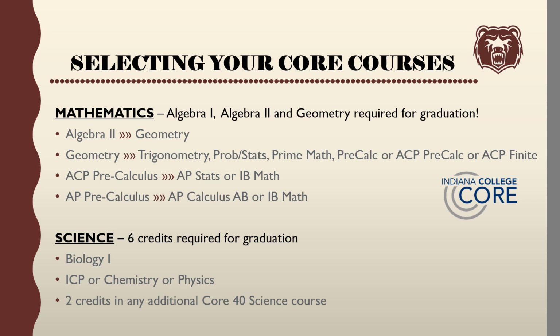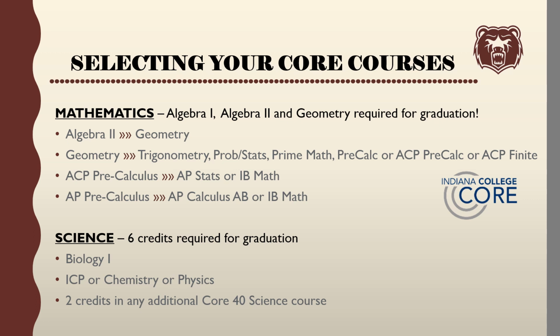If you plan to major in a math or science field in college, you should consider enrolling in pre-calculus or ACP pre-calculus, which will earn you 6 college credits toward the Indiana College Core as a senior. If you're not going into a math or science field, taking Prob and Stats, Prime Math, Trig, or ACP Finite would be appropriate. All of these courses fulfill math requirements for the Core 40 with Academic Honors Diploma. Students completing ACP Pre-Calculus will do well in AP Stats or IB Math, while students finishing up AP Pre-Calculus this year should go on to AP Calculus AB for next year.